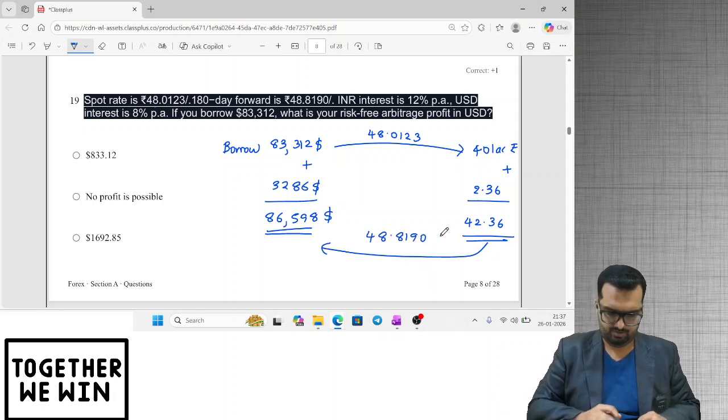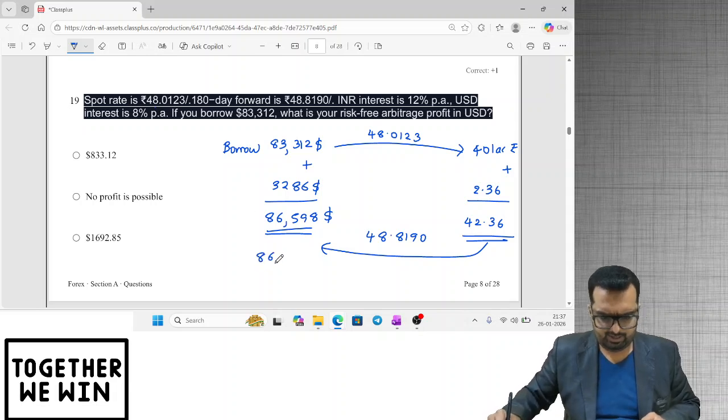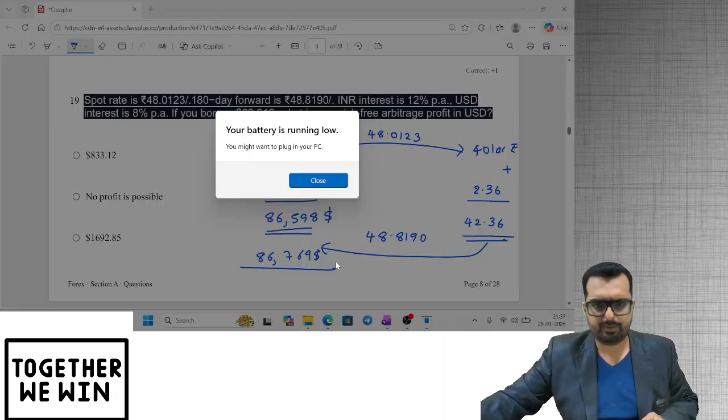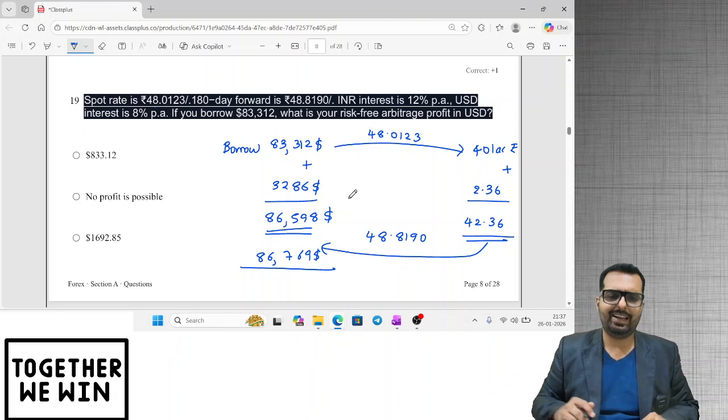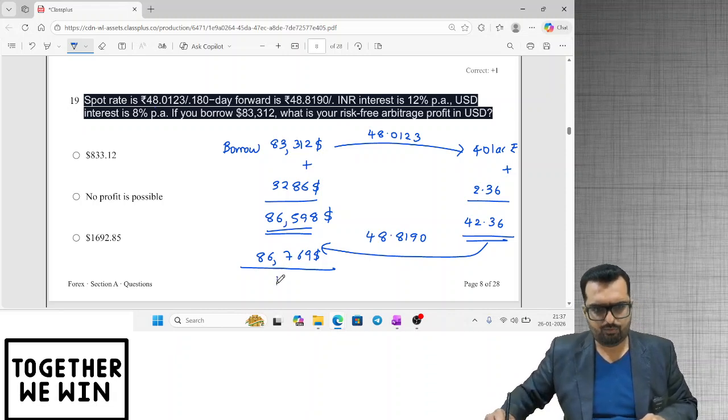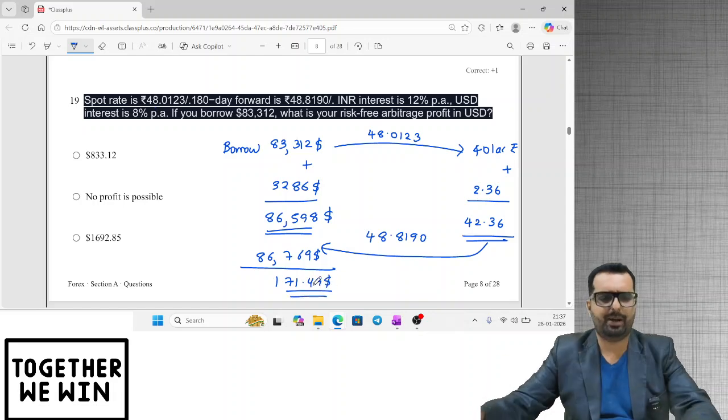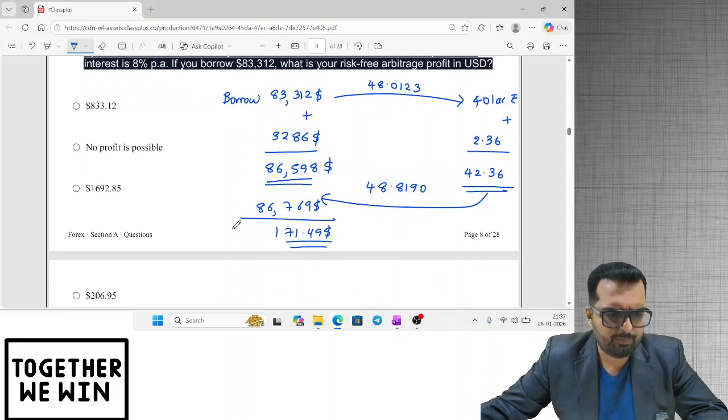This I will reconvert back at 48.8190. At 48.8190, I will get $86,769 back, minus 86,598. So I will get $171.49 as my profit.